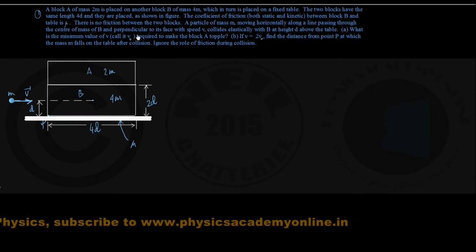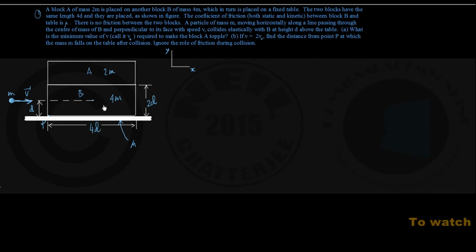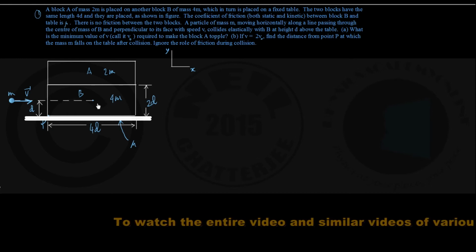Once we understand the situation of the problem completely with the help of this figure, let us choose our coordinate system conveniently. I shall take the direction to the right as my plus x direction, and the direction vertically upwards as my plus y direction. We shall now consider the elastic head-on collision between the particle of mass m and the block B of mass 4m. We can apply the principles of conservation of linear momentum and conservation of kinetic energy simultaneously to get the velocities of the particle and the block B immediately after the collision.